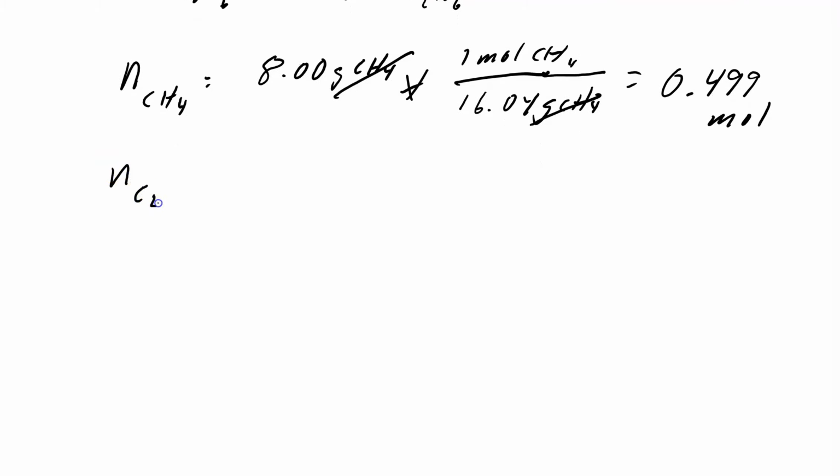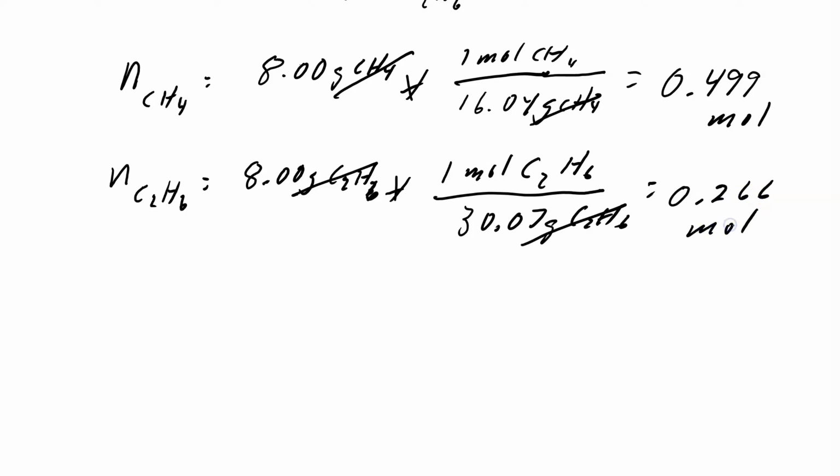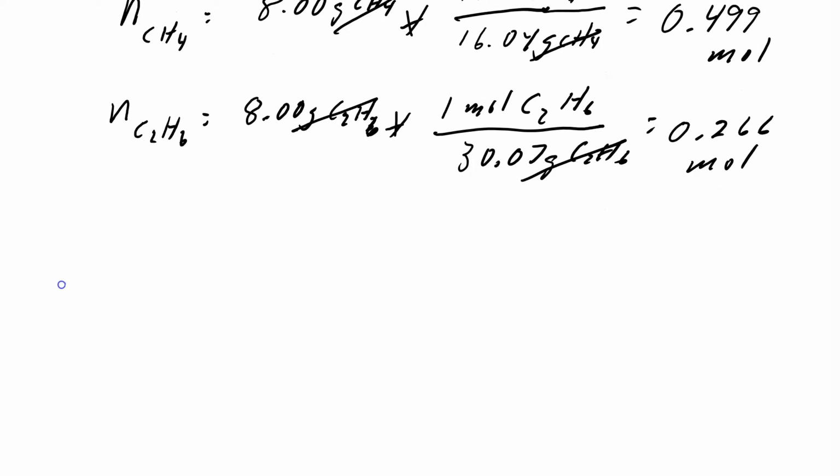Now we're going to do a similar calculation for ethane. n of C2H6 is going to equal also 8.00 grams. That's the mass we were told in the problem that we had. Times 1 mole of ethane, which has a molar mass of 30.07 grams. So our grams of ethane cancel. We're left with moles. We do the math on that, and we get a value of 0.266 moles of ethane.